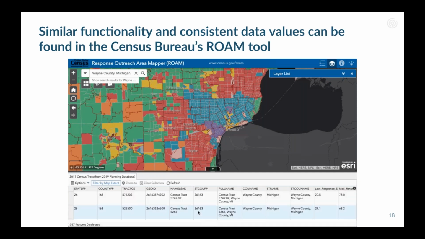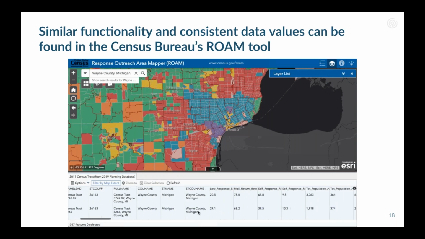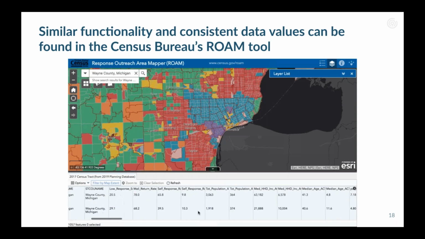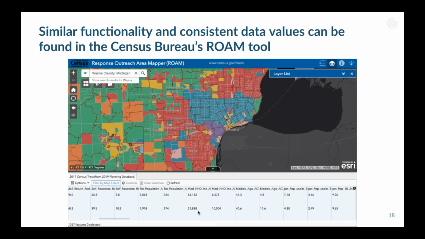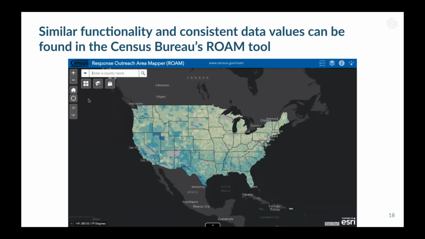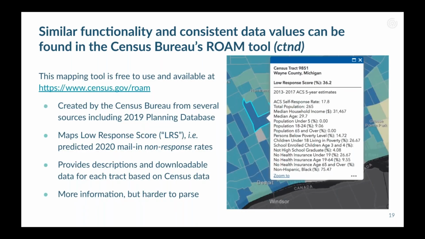You can also pull up the underlying census data itself, which you can see at the bottom here, and find more information going beyond just the one or two variables which it's possible to plot on a map at the same time. You can even export that information to a CSV if you would like. So this tool is also free to use. It's available through the Census Bureau's website.